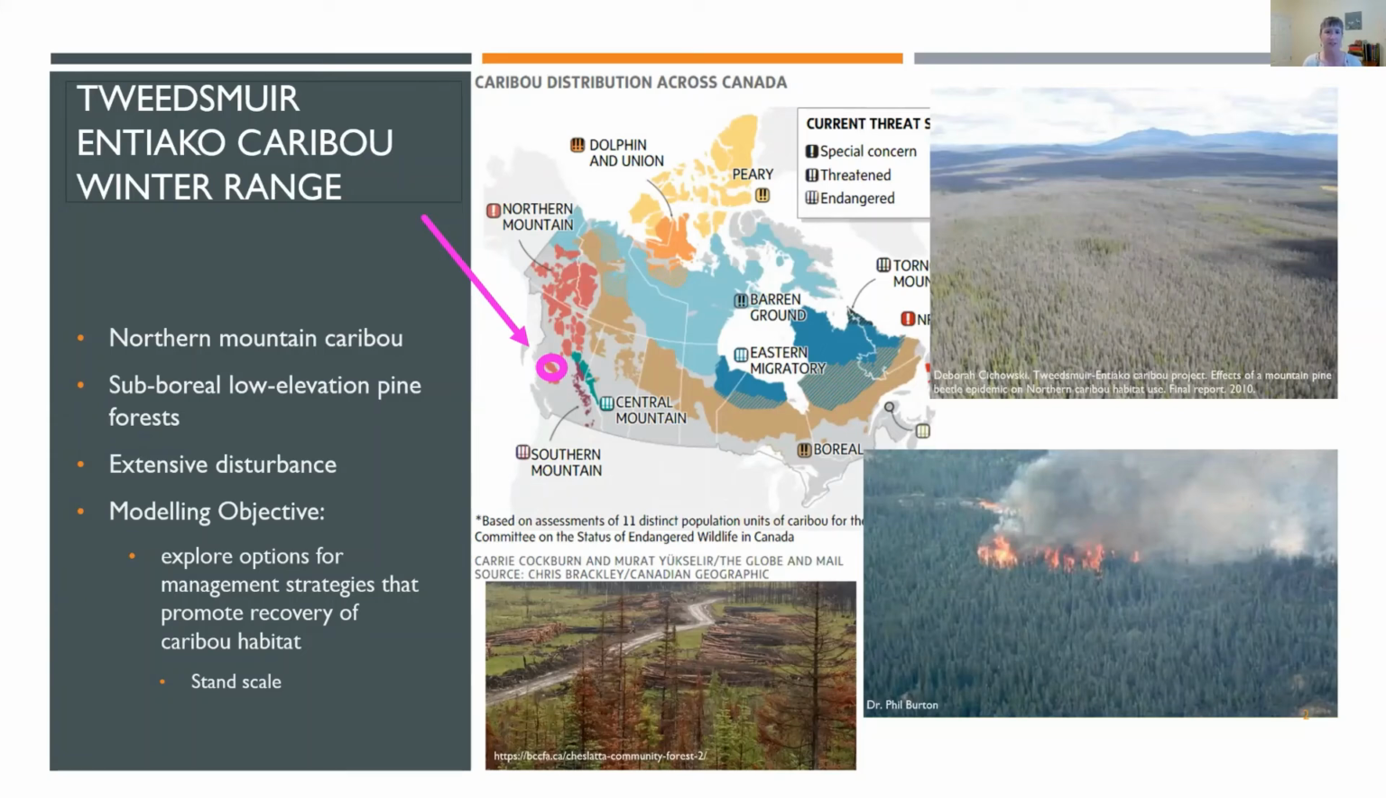So biologists have identified that they need to understand how the winter range develops and recovers following this disturbance, and what are the best mechanisms for promoting recovery in a context of timber salvage harvest. We have models that model caribou habitat at the landscape scale, but there are large gaps in terms of how individual stands and the habitat features within those stands develop over time. So that's what we're working on here.